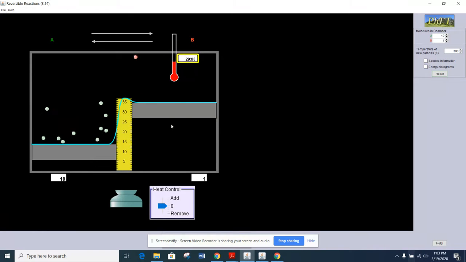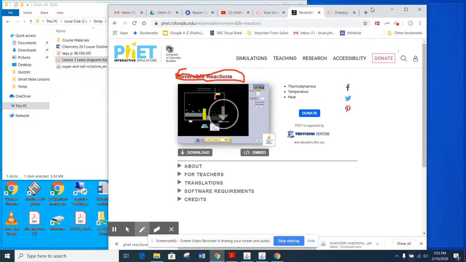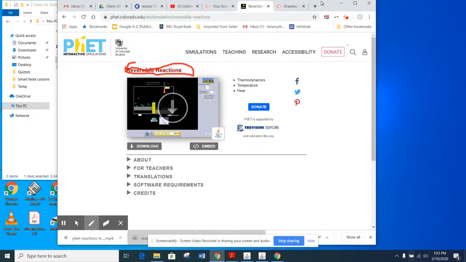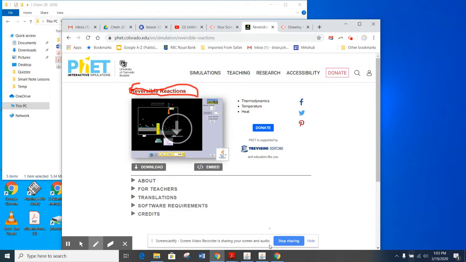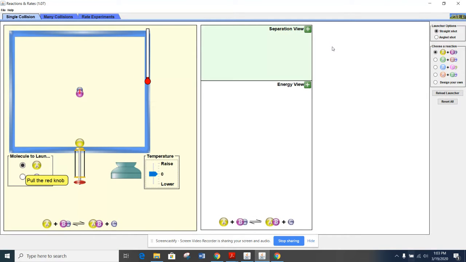Okay, so this one's pretty simple. There's not a lot to do here. We're going to move to the second simulation, which has a lot more features going on. If I can just move this out of the way to find it. Oh, here we go. Okay, so this one has lots going on.